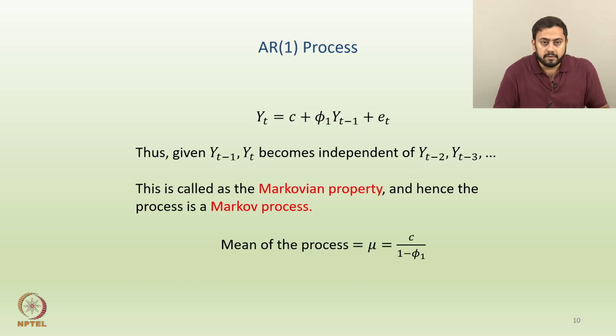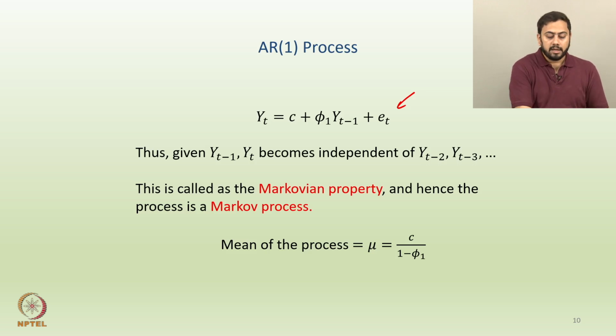Now, what we will do is we will consider some very basic processes. So, let us say AR1. Okay. So, what do you mean by AR1? AR1 means the order is 1. So, you are regressing the current value on just one past value, which is yt minus 1. Okay. So, this is the structure of AR1: yt equals some constant c plus phi 1 into yt minus 1 plus the error term.